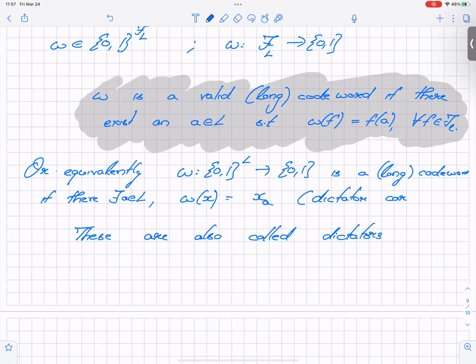A dictator is just a function from {0,1}^L to {0,1} in which you ignore all the L coordinates and work according to just one coordinate, and that's what this is stating. W of X is just X at A. So these are alternately called long code tests or dictator tests, depending on whether you use this as W from {0,1}^L to {0,1} or W from F_L to {0,1}, whichever. And we will use these names.